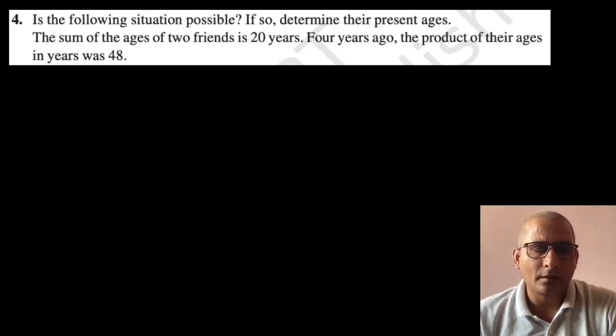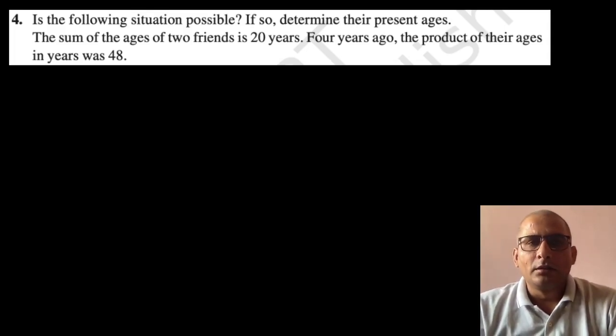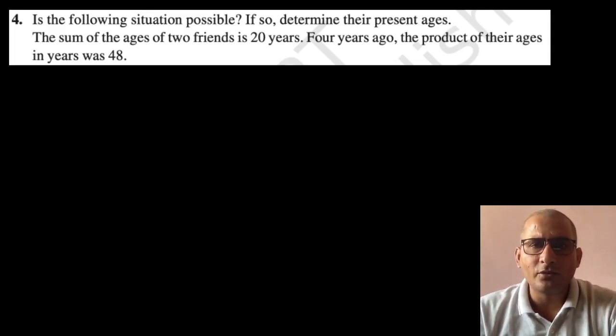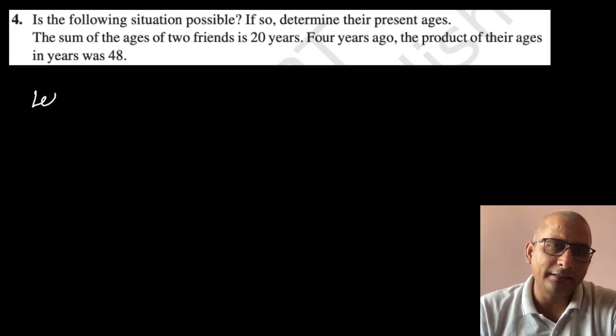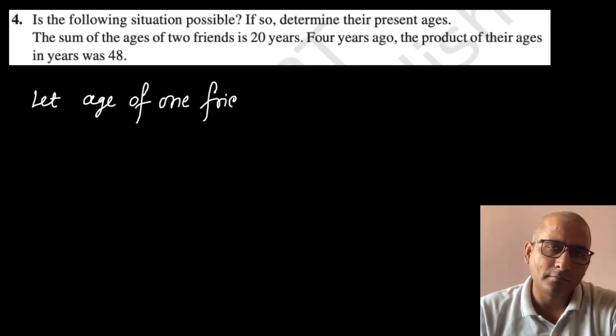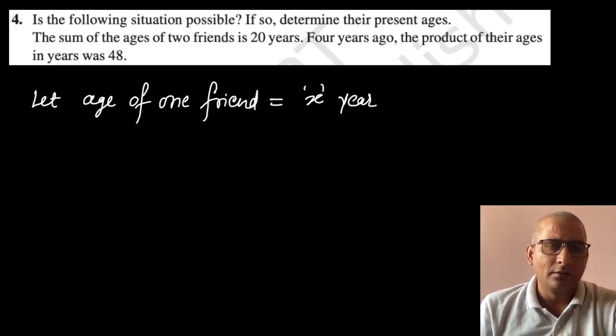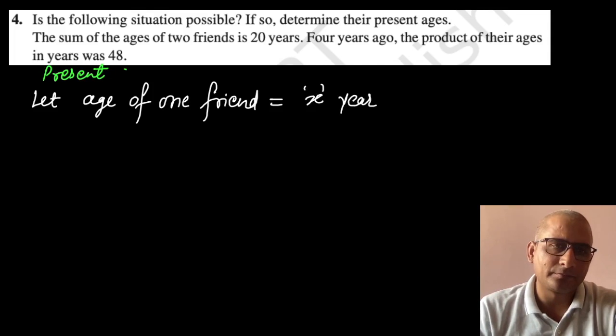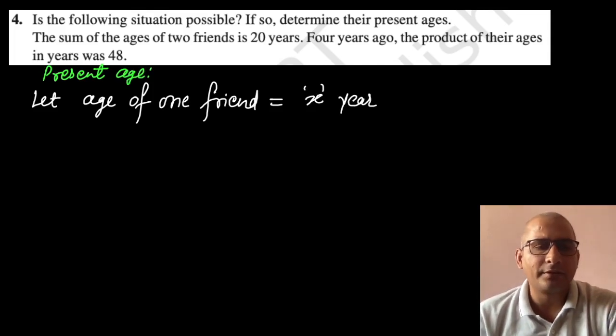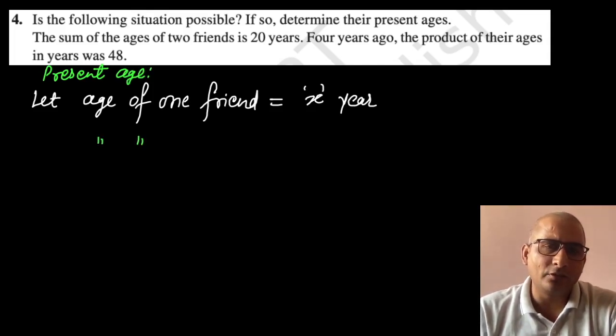Okay. So the sum of the ages of two friends is 20 years. So let the age of one friend, present age, be x years. I am talking about the present age, right? So then what is the age of the second friend, if the sum is 20, it is 20 minus x.